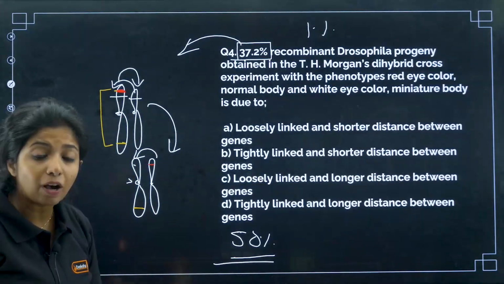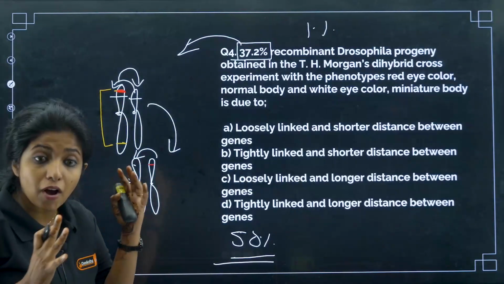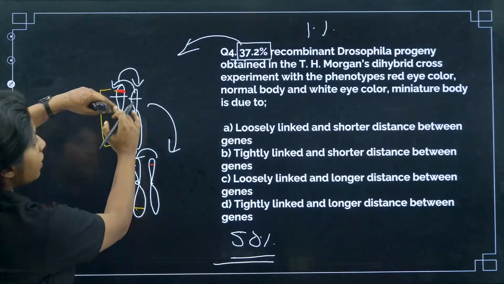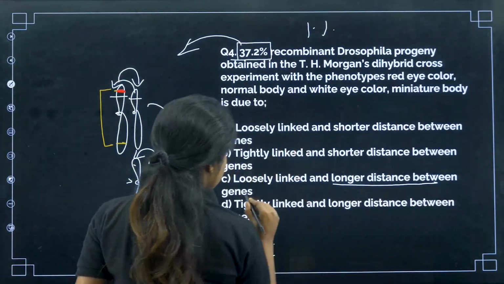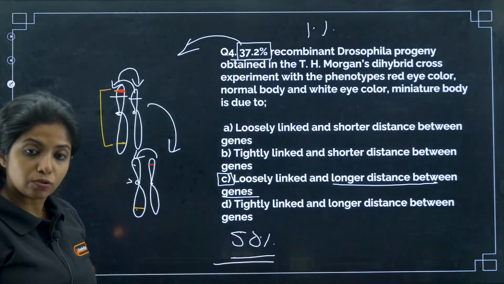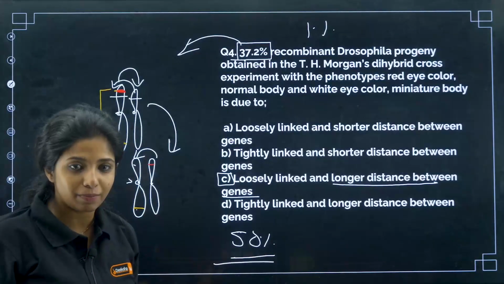Why do you think higher recombination happens? Because the genes are loosely linked. When they are far away from each other, what do you say? It is loosely linked, and also they have a higher distance between them. So can I say loosely linked and longer distance between the genes? This is the answer. It's because they are loosely linked and a longer distance is there between the genes. That is when the recombination rate is very high.